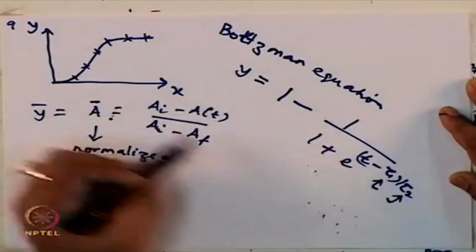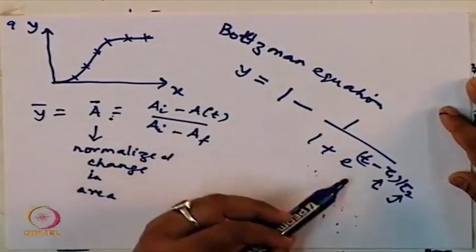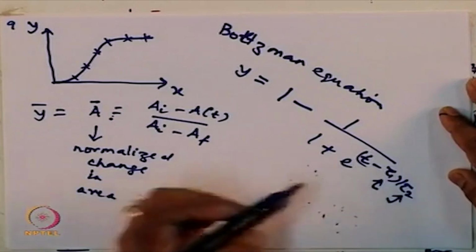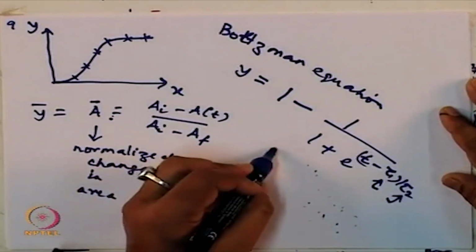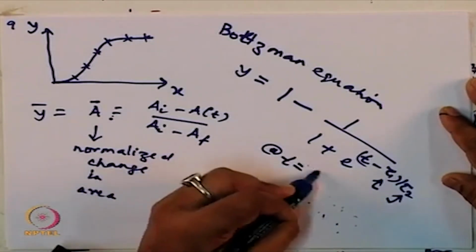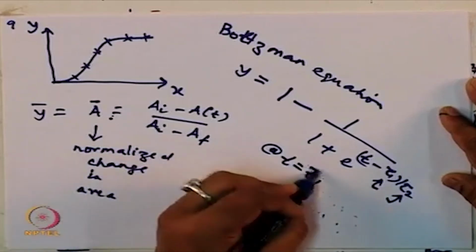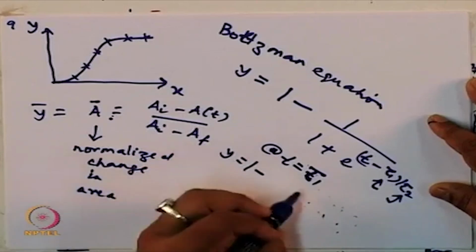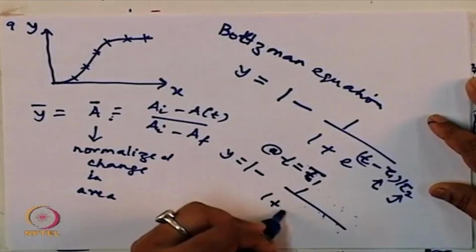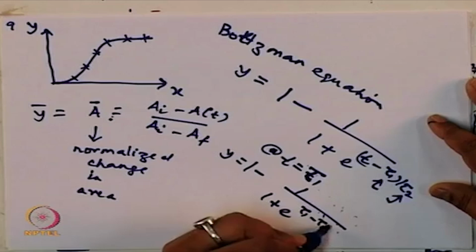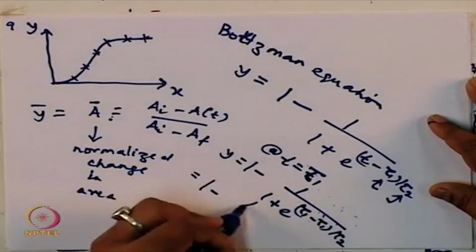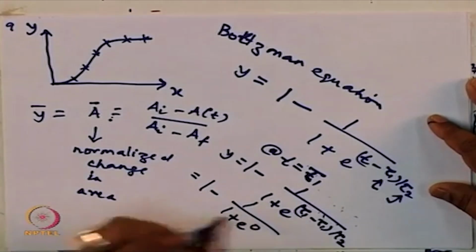Let me think from this equation: what exactly do tau 1 and tau 2 mean? Let us see what the value of y is when t is equal to tau 1. So y becomes 1 minus 1 by 1 plus e to the power (tau 1 minus tau 1) by tau 2, which equals 1 minus 1 by 1 plus e to the power 0.